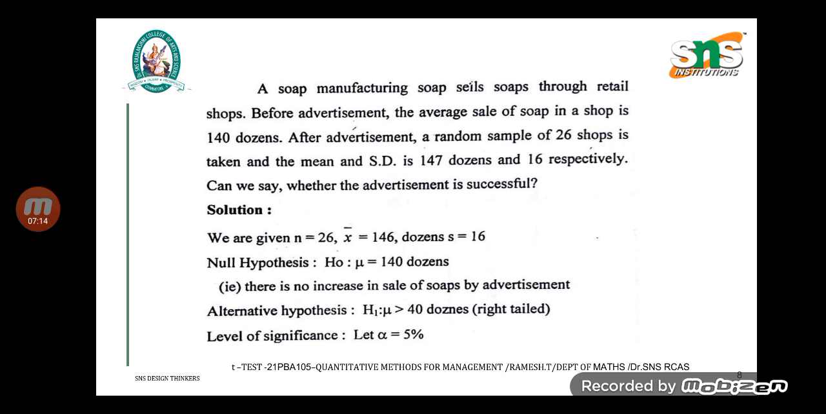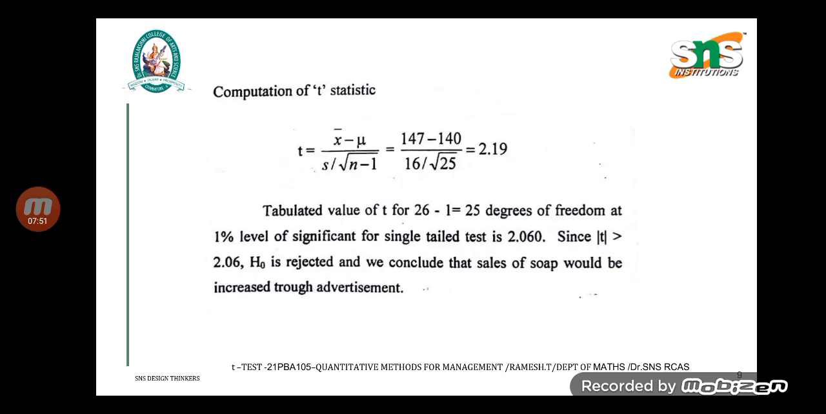So from this data, we give the conclusions. What is given? The number of data is 26 soaps, and the average sales is 147 dozens, and the standard deviation value is 16. Okay. So what is the null hypothesis? The sample is 140. So whether the advertisement is successful: the population's average is 140 dozens, there is no increase in soap sales by advertisement. That is our conclusion. The alternative hypothesis is greater than 140 dozens. The level of significance is at the 5% level.